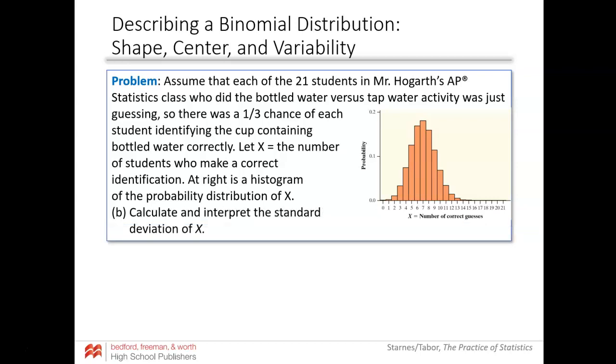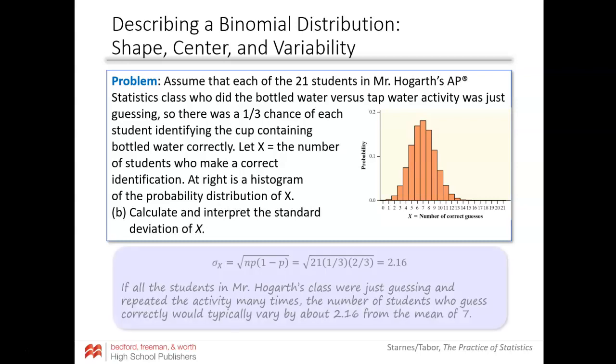Now we're going to do the same thing for standard deviation. So the standard deviation formula was the square root of n, 21, times p, 1/3, times failure, which is 2/3. Calculating that to be 2.16. So now to interpret that, if all the students in the class were just guessing and we repeated this activity many times, the number of students who guessed correctly would typically vary by 2.16 from the mean of 7.